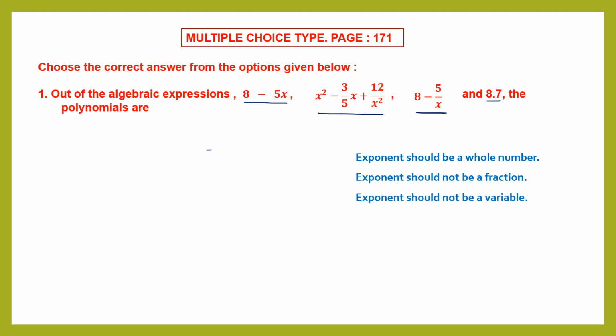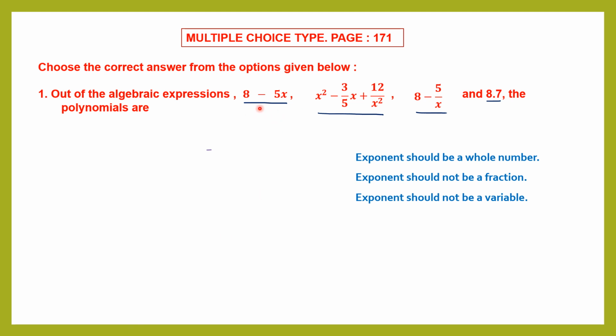Thirdly, the exponent should not be a variable. That means the power should be a whole number. It should not be a variable like x or y. Like if I have 5, I should not have the variable as my exponent. Now let's see which of these follow the rules that we have mentioned here.